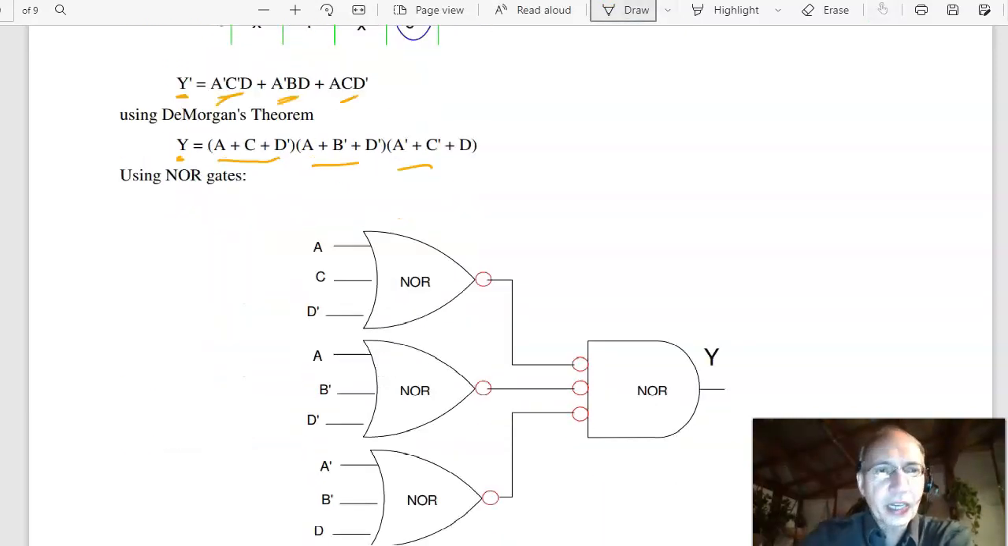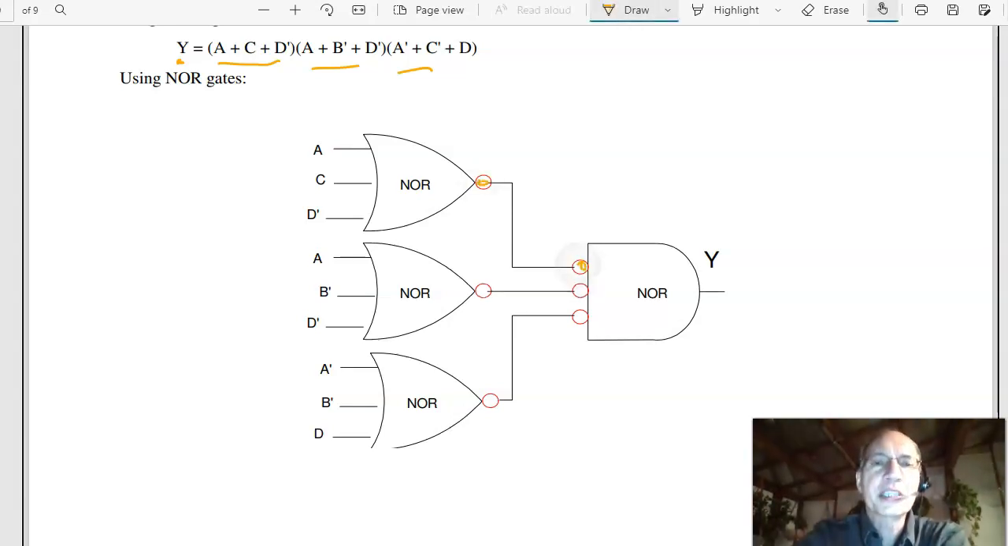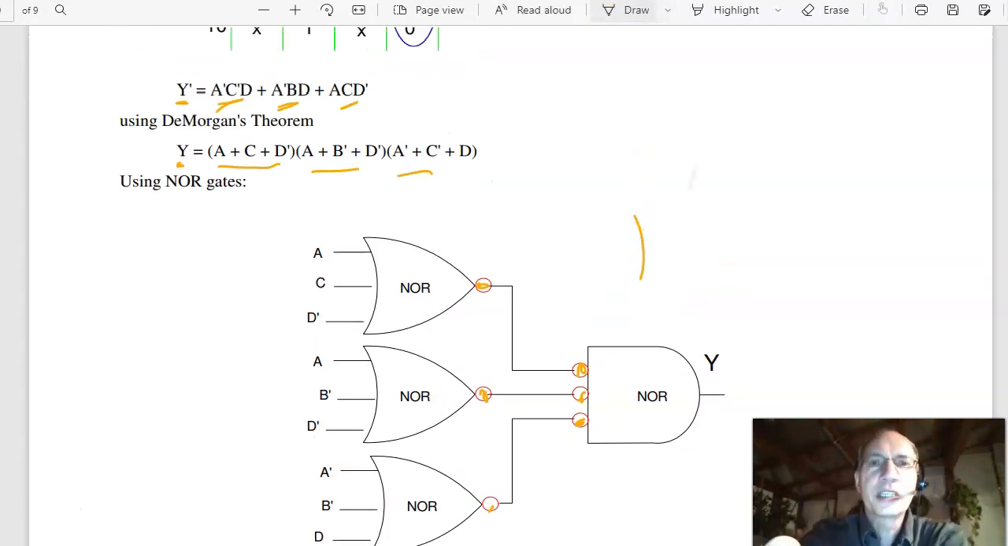To implement that, I take A, C, and D bar and OR them together, A, B bar, D bar and OR them together, A bar, C bar, D and OR them together, and the three outputs, I get Y. Now throw in the double negatives. Here's the double negative, here's the double negative, here's the double negative. OR NOT is NOR, and NOT AND is also NOR. So to implement a gate using NOR gates, circle the zeros. To implement it using NAND gates, circle the ones. And that is this homework set.